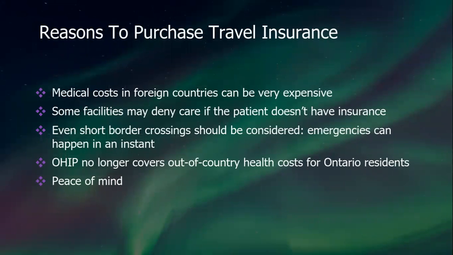There are many valid reasons why all travelers should have the added protection of insurance. Medical costs in foreign countries can be very expensive, and some facilities may even deny you care if a traveler is not insured, and paying out of pocket for care in situations like that can be quite a challenge. In Canada, even a short trip across the US border should be covered, as an emergency or delay can happen in an instant. As of January 1st of this year, OHIP no longer covers out-of-country medical costs for Ontario residents. And last but most certainly not least, the peace of mind that comes with knowing that you're covered.